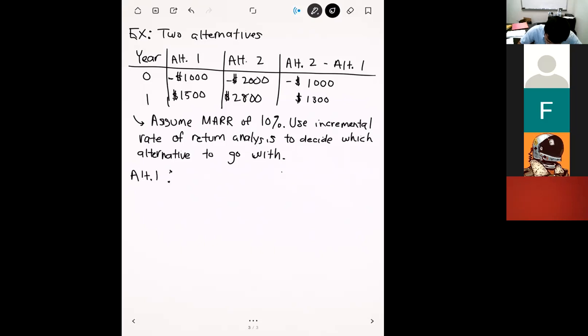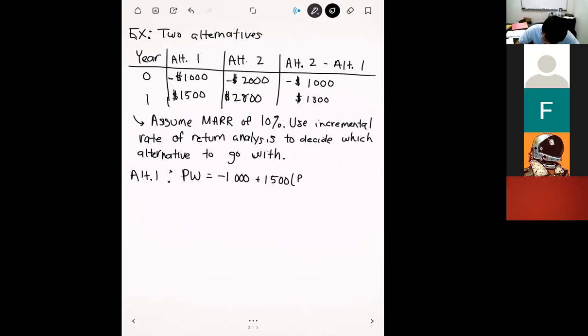Right. And so remember, the way that we do this is we basically convert all the cash flows into a single form, and then we use that to find the interest rate. Okay. All right. And so for this one, since we just have single cash flows here, I think the most convenient thing to use is present worth. Okay. And so we're going to say that present worth P is equal to, we have a minus 1,000 at first, because that's our initial cost for option 1. Okay. Then we're going to add 1,500.